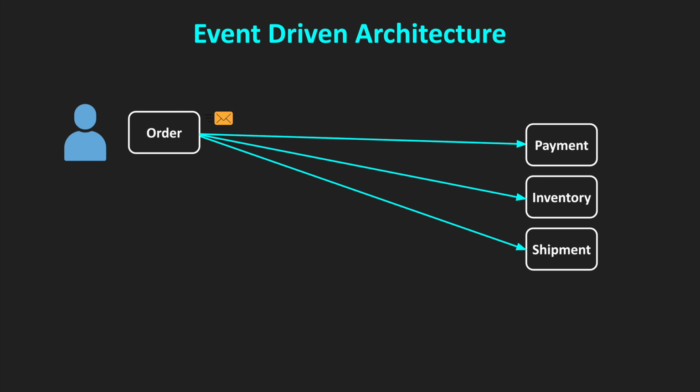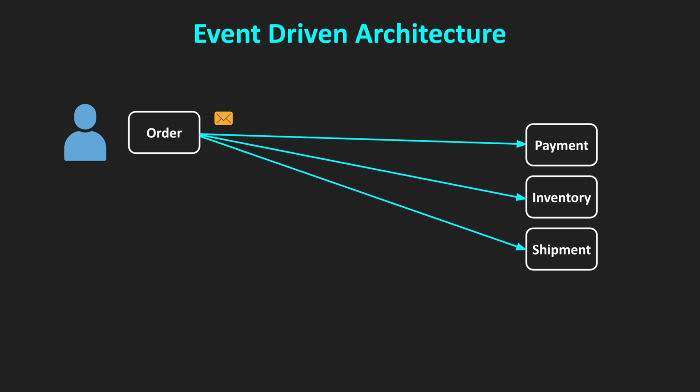To understand reactive streams, first let's take a look at the event-driven architecture. For example, let's say that we have a user and the user places an order, and the order system should notify the payment system, inventory system, and the shipment system about the order.